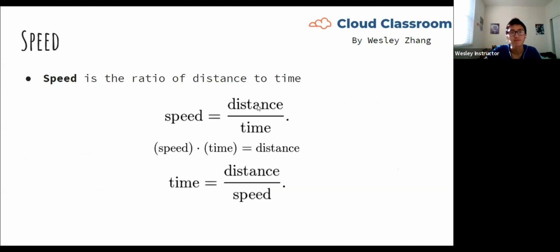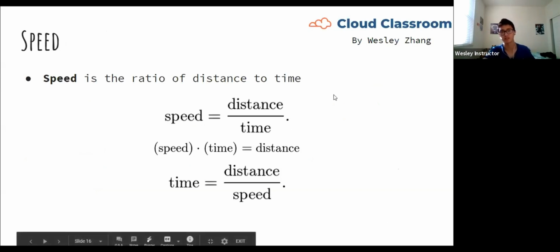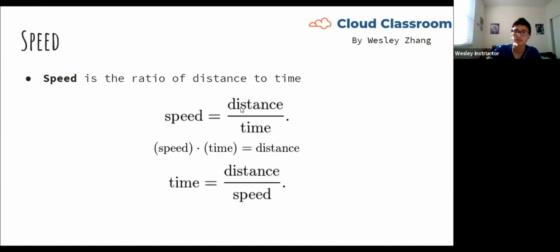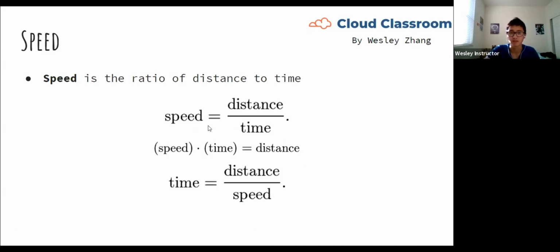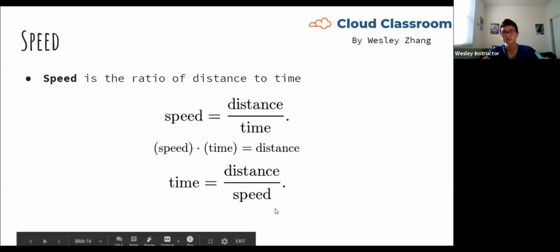All right, speed. So speed is the ratio of distance to time. You guys already know that. Speed equals distance over time. And we can manipulate this equation to solve for any one of these 3 variables. So we multiply time to each side, we get speed times time, and that's distance. We divide each side by speed, and time is distance divided by speed. But if you just know the first one, speed equals distance over time, you also know these other ones. All you got to do is just manipulate the equation.